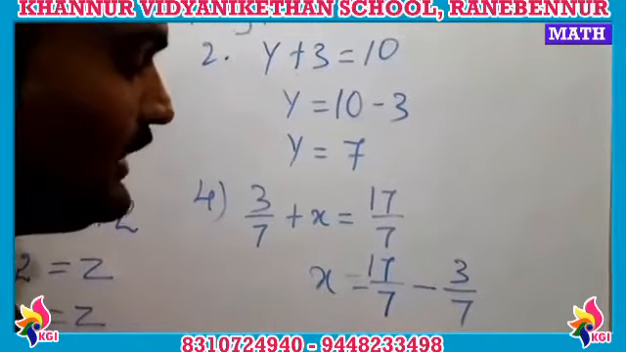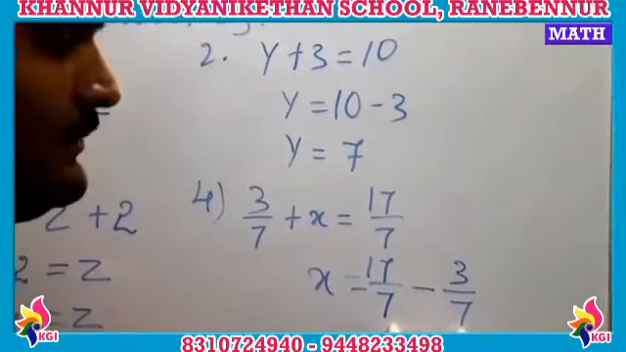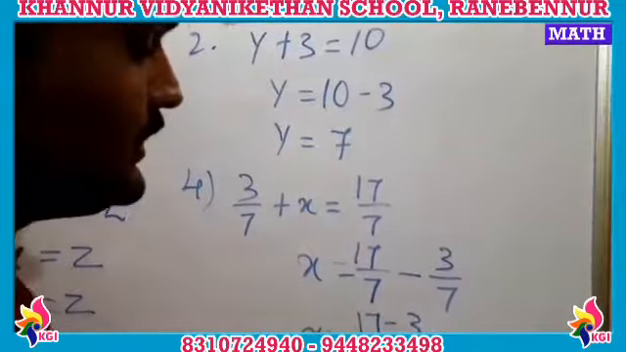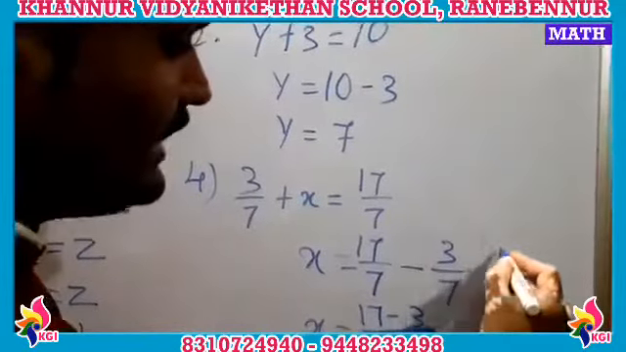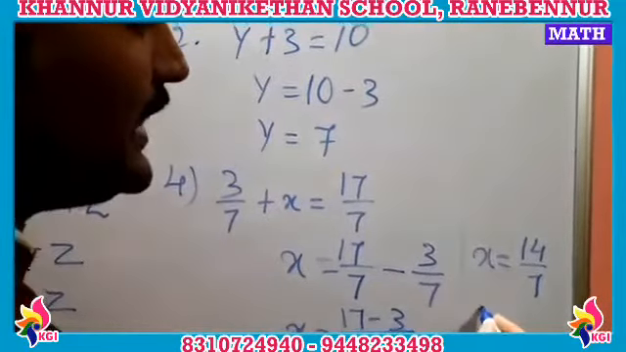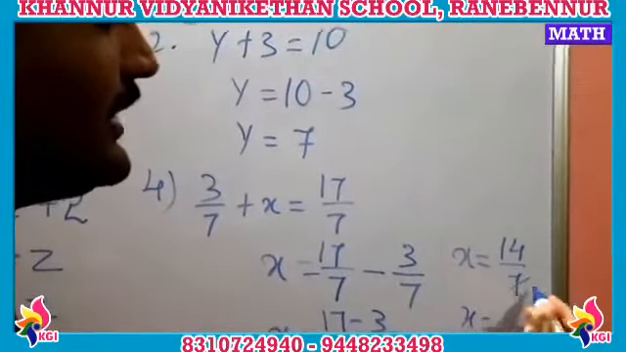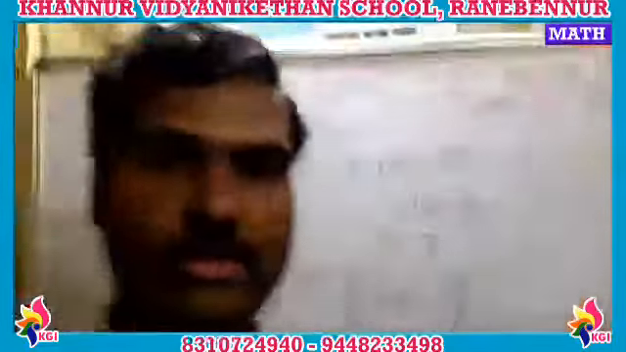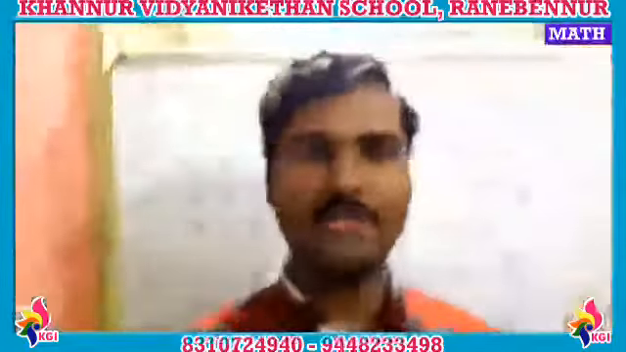So I will write only one time. I have no need of taking any LCM here. 17 minus 3 is remaining in the numerator. Correct? So then here I want to get the value of x. So 17 minus 3 is 14 divided by 7. Correct? Next, x is equal to 7 and 14 are coming in the same table. 7 ones are 7, 7 twos are 14. Therefore, x is equal to 2. Understood, children?